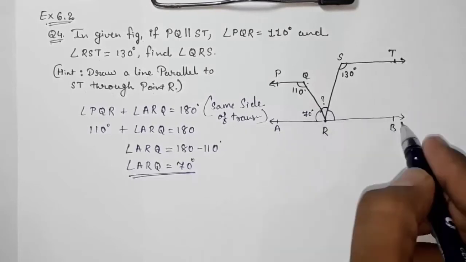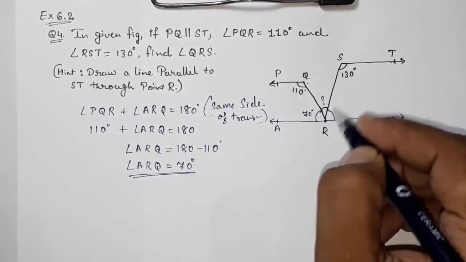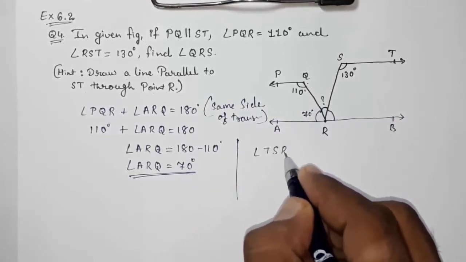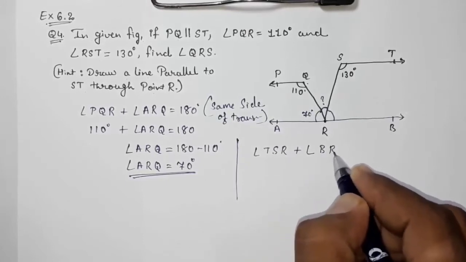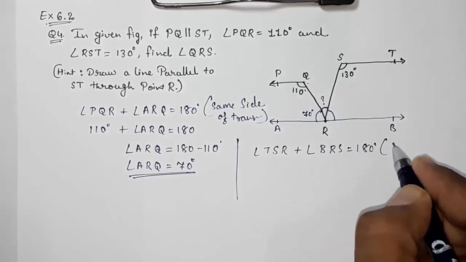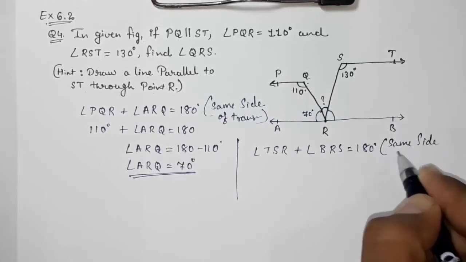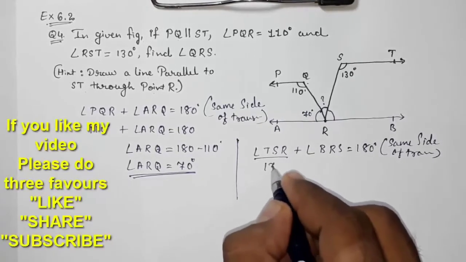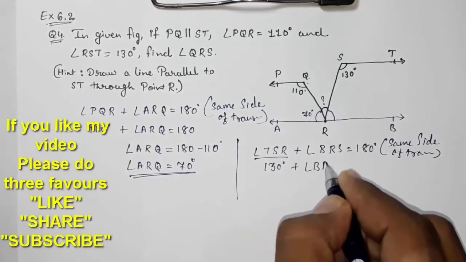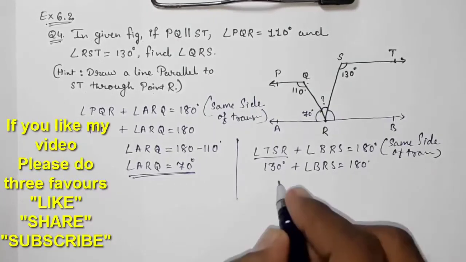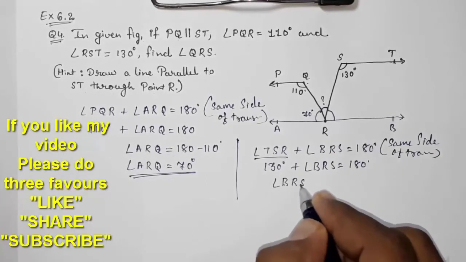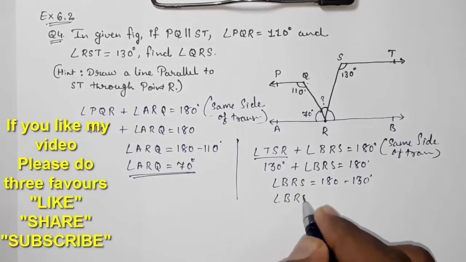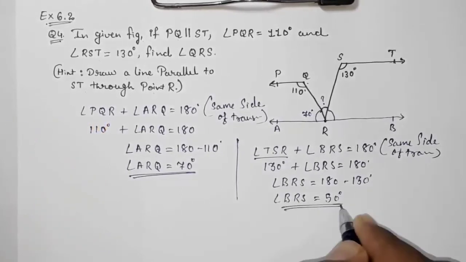Again look here, this ST and AB are parallel and this is also forming the same side of transversal. Means angle TSR plus angle BRS is equal to 180 degrees. Again the same reason, same side of transversal, and then putting the value, TSR is 130 plus angle BRS equal to 180. Now take this 130 on that side. Angle BRS is equal to 180 minus 130. That will be angle BRS is equal to 50 degrees. Now you got this 50.